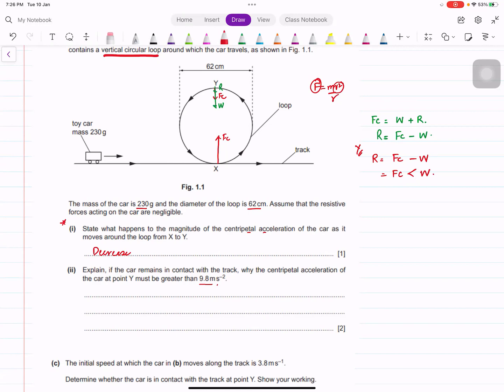The car will basically fall down, because then the acceleration of gravity is going to be greater than the centripetal acceleration. Do you understand what I'm saying? Yes, sir. Now I do.